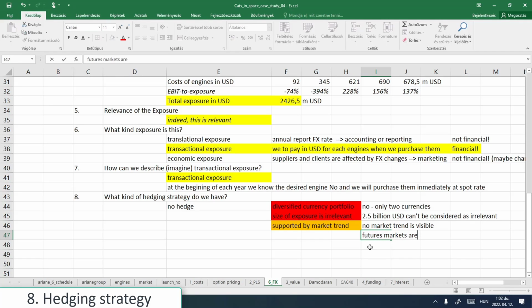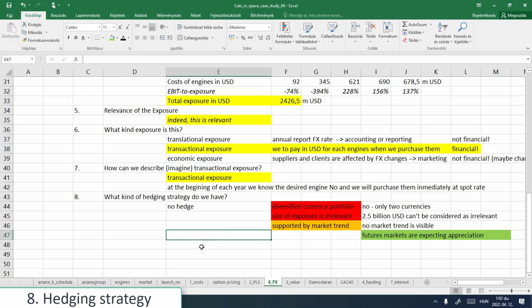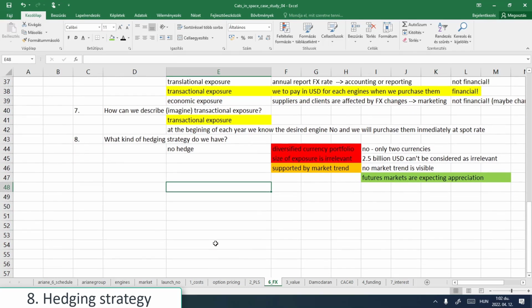What futures market are expecting? Appreciation. So maybe it's greenish. What is this? The only thing what I was able to see that okay, maybe we should do no hedge or total hedge.